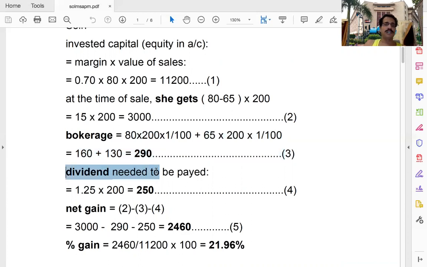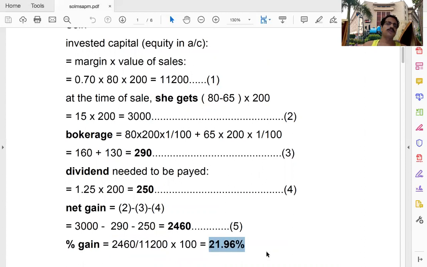Now, how much dividend needs to be paid for that? 1.25 into 200, right? 250 as a dividend was a loss of the broker, which you have to make good by paying to him. So the net gain is gross gain minus brokerage minus dividend that you have to pay to the broker, and 2460 is finally what you get in your hand, which is a gain on an investment of 11,200. So finally this comes out to be 21.96% gain.